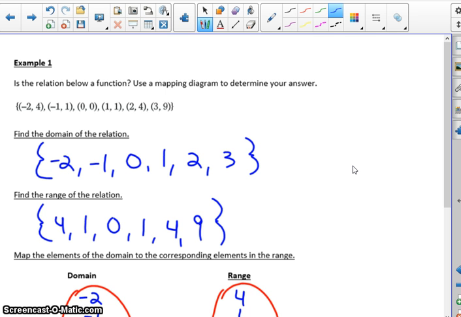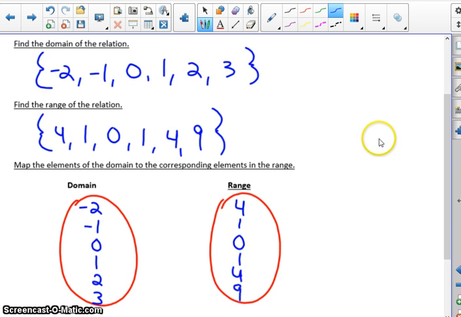So what I did here was list out the domain of this relationship. I listed out all the x values. I have -2, -1, 0, 1, 2, and 3. So those are all my x values. And I listed out the range, which is 4, 1, 0, 1, 4, 9. So those are all of my y values. So I list out the domain, I list out the range, and then I create a mapping.